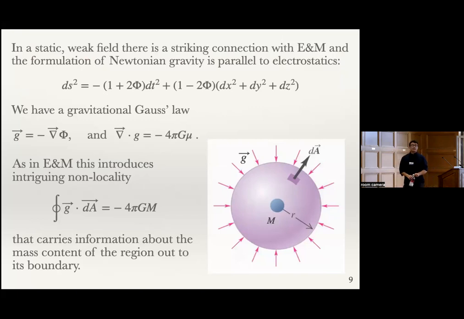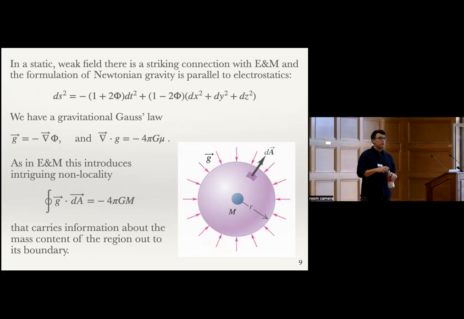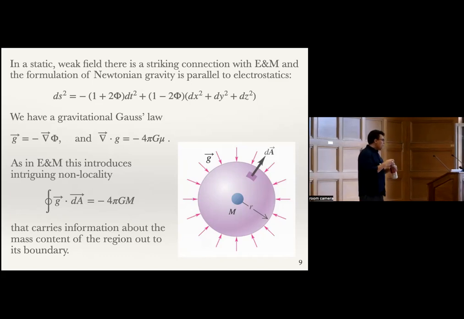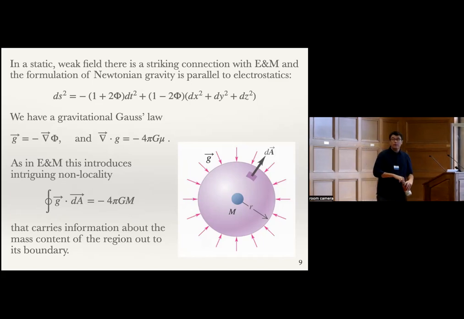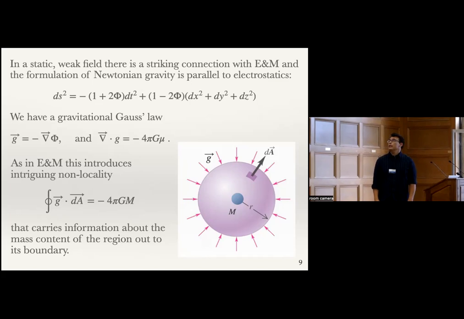As I said, I want to take the simplest possible case. So let's consider a static weak field so that general relativity reduces to Newtonian gravity. In this limit, there's a remarkable analogy between gravitation and electromagnetism. Each of the identities that you're familiar with from electromagnetism has an analog in gravity. So let's introduce the weak field potential. You can see it in the metric there, and the gravitational field as its gradient.